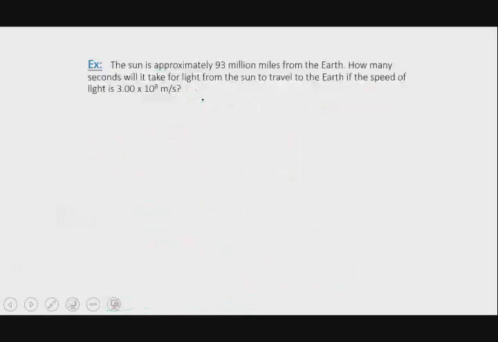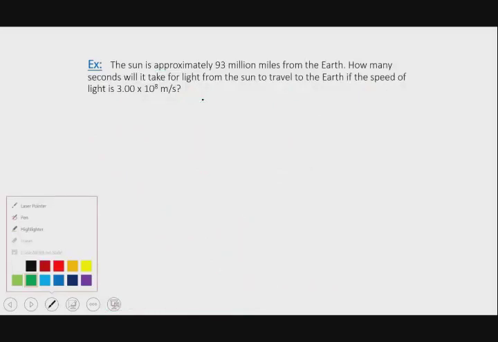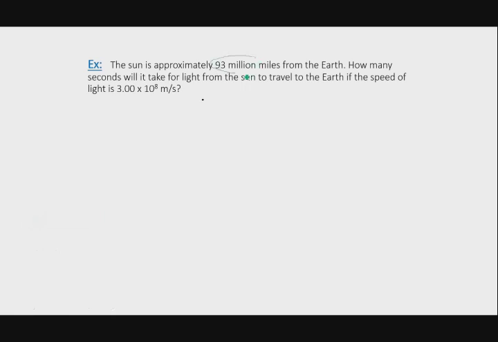Okay, here's another problem. In this problem, we are given the distance from the sun to the earth. We're also given the speed at which the sunlight travels from the sun to the earth. We need to calculate the time that it will take for this light to reach earth. Now, question, how do we calculate speed? You calculate speed by dividing the distance traveled by the time it takes to travel that distance. How do I know it's distance divided by time?